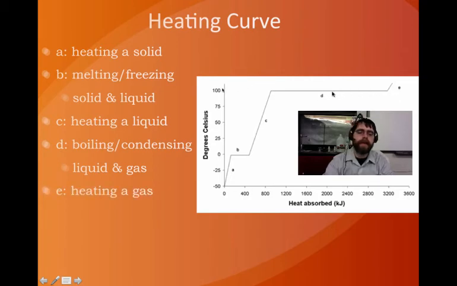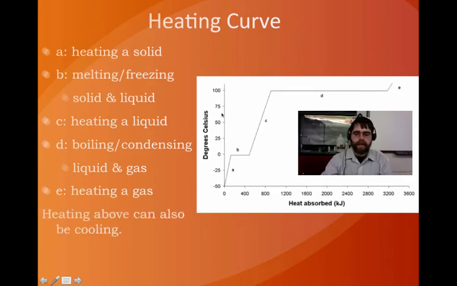If we did the reverse process, then this would be condensing here at D, and B would be freezing. But that is a heating curve, and this specific diagram with the numbers on it is for water. Though the slopes are different and the widths of the flat segments are different for other substances, the shape is the same.